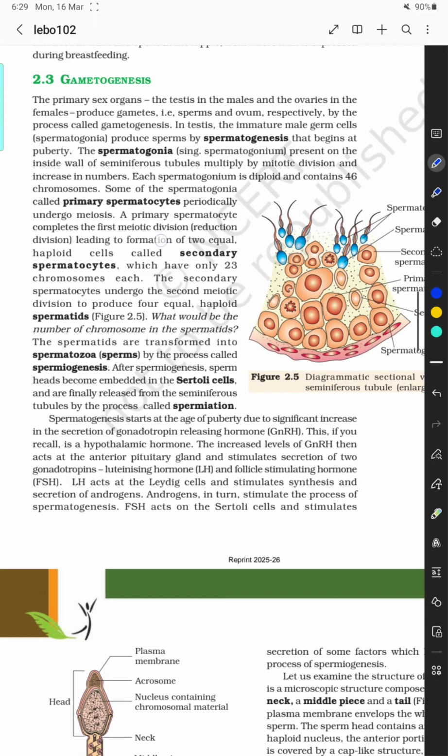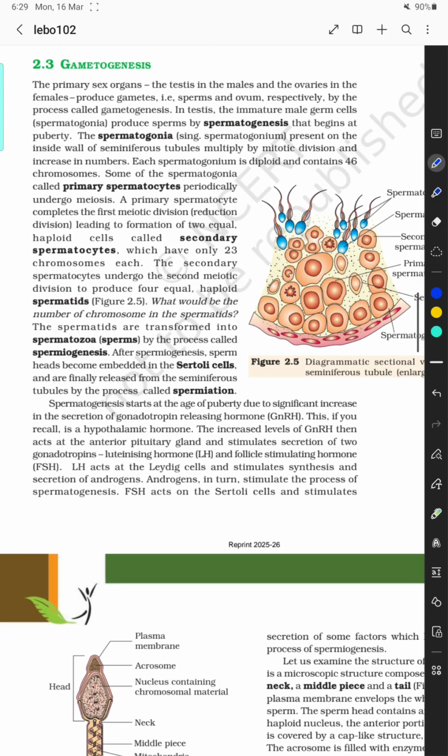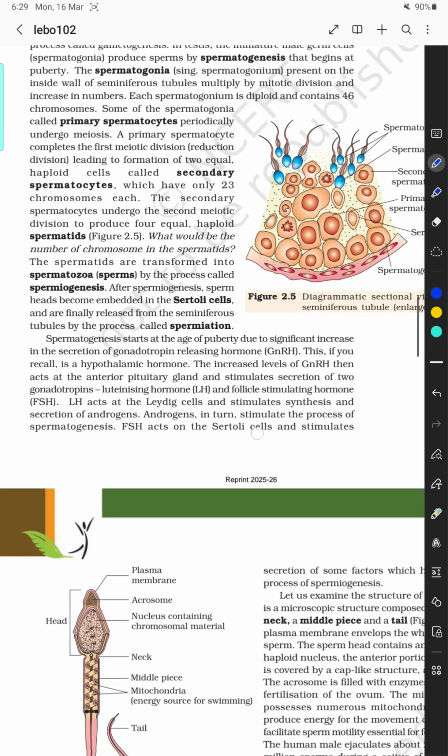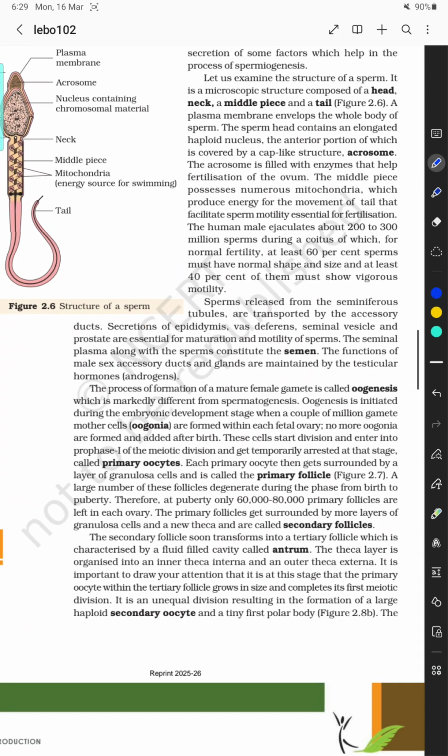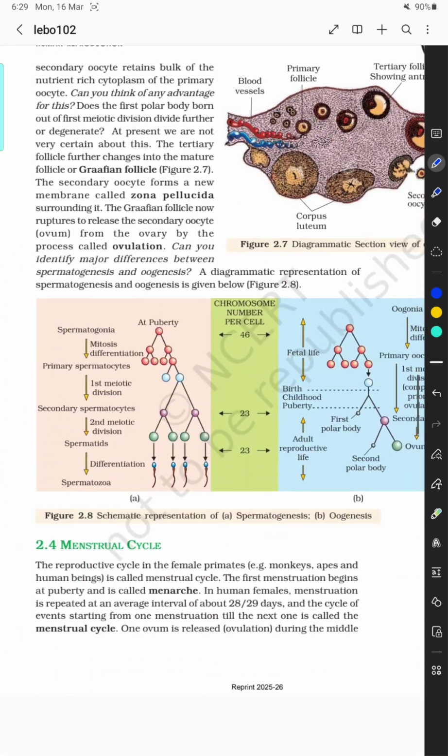Now coming to the events of the human reproductive system, the event involves gametogenesis. The first event is the formation or the production of the gamete, that is gametogenesis. Now let us discuss the process of gametogenesis. Let me show you the diagram. Directly I am going to the diagram.